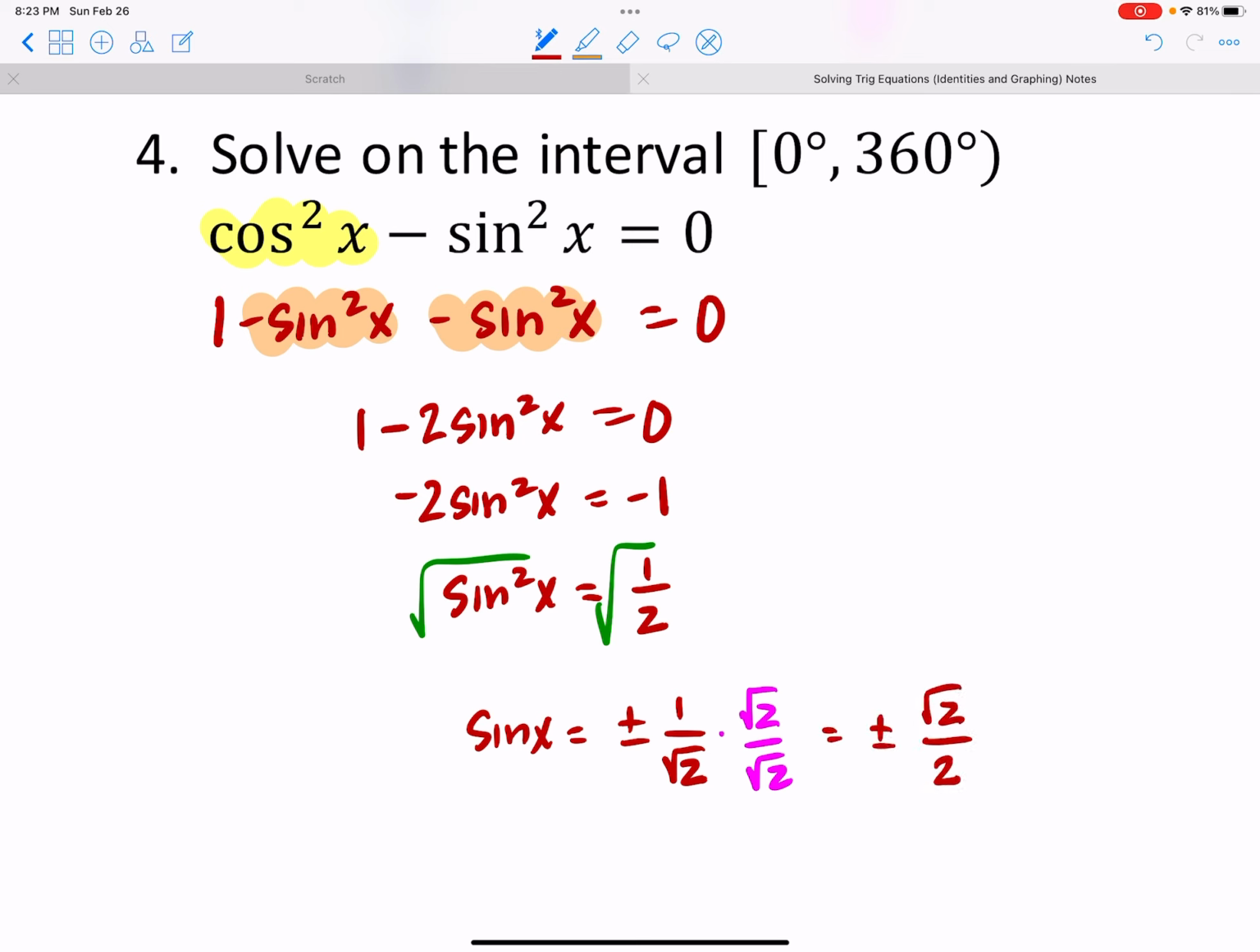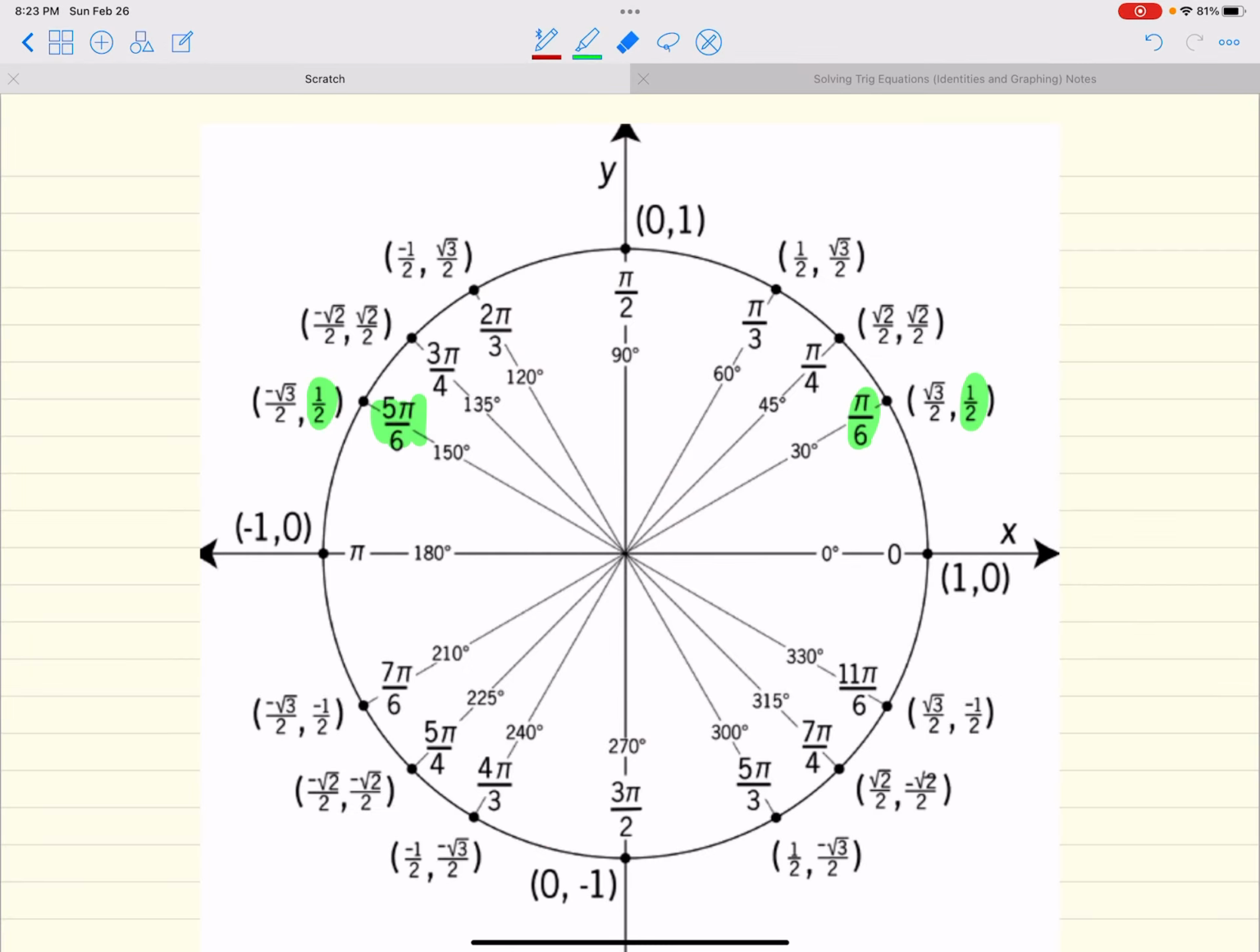So our angles from 0 to 360 in degrees, where are we looking? Where do we have a sine that is positive or negative radical 2 over 2? Hopefully you're kind of knowing these without having to go to your unit circle, but our sine being positive or negative radical 2 over 2 is going to happen at all of our 45-degree reference angles. So we're at 45, at 135, at 225, and at 315.